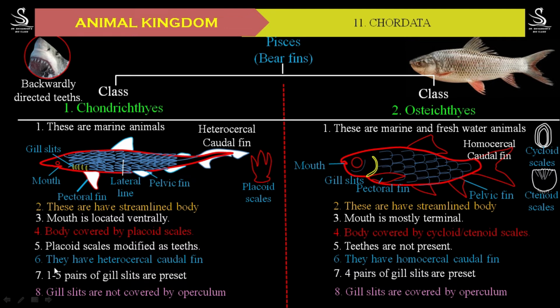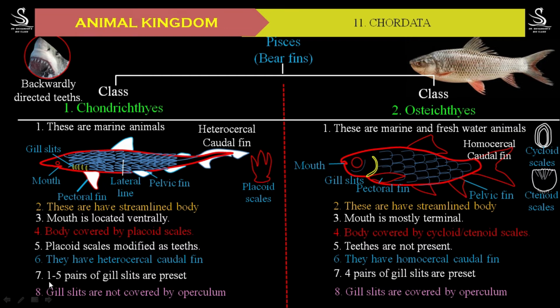Then one more difference we have seen, in Chondrichthyes fishes, whatever caudal fin is there, it is heterocercal. It means it won't divide into the two identical parts. But in Osteichthyes fishes, we'll find the presence of caudal fin. It is homocercal. It means divided into the two identical parts.